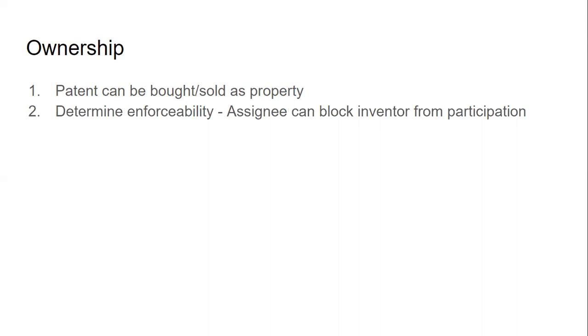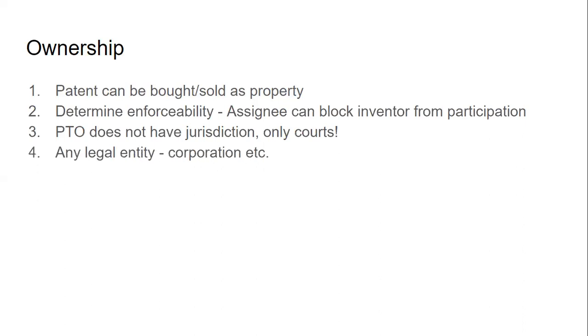So this is the intellectual property that's being bought or sold. Ownership is used to determine the enforceability. So an assignee can block an inventor from participation in prosecution. And so that's like kind of a big deal. So you want to make sure that whoever you are assigning your patent to, that you either have to, or that's okay if that risk were to happen, if there were to be some sort of falling out, because they can block from participation, which would be pretty terrible if that was your invention. So the PTO, kind of like what we just said, does not have jurisdiction, only the courts. And then this can be any legal entity, so a corporation, etc.